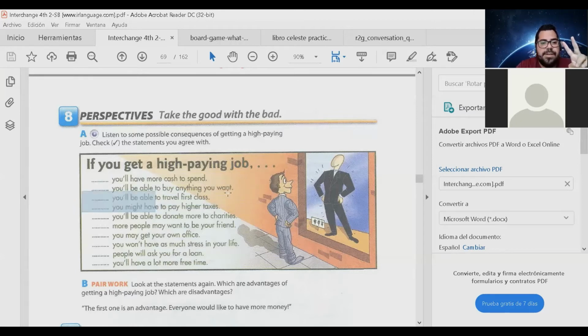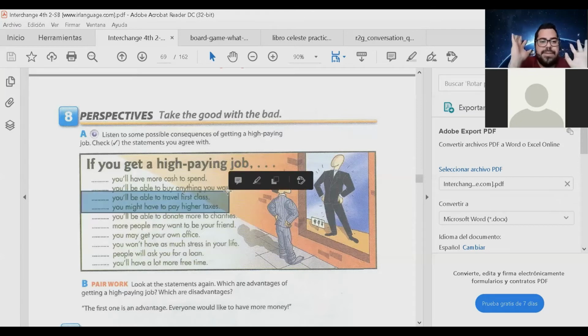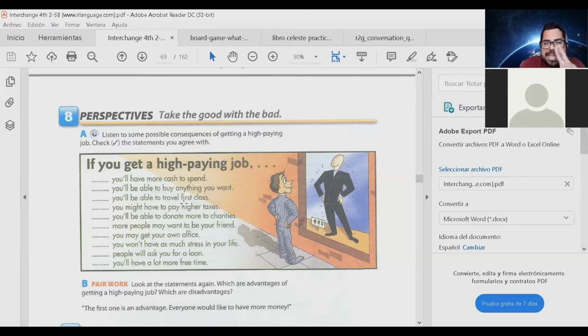Yes. Okay, so the first one is you will be able to travel first class for sure. That's an advantage, right? You have money. You can pay the ticket, right? But buddy, look at the second one.